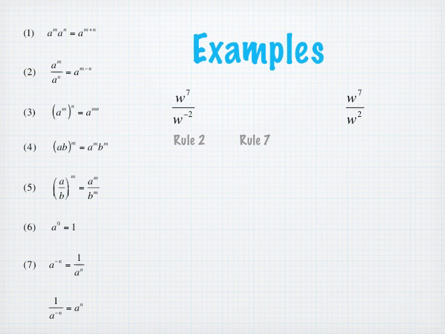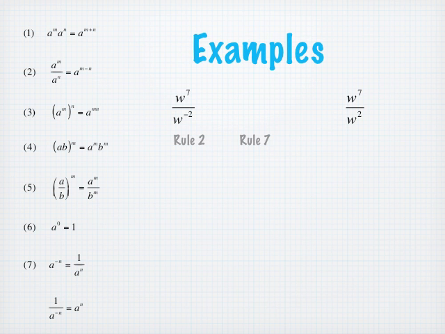Okay, I have w to the 7th over w to the negative 2. I want to do this either using rule 2 or rule 7. Again, there's just a lot of different ways to do these, so I'm going to do this problem 2 different ways. Pause it actually and see if you can do these on your own.